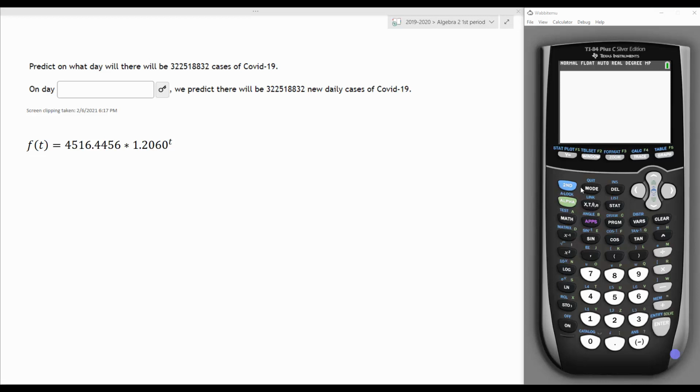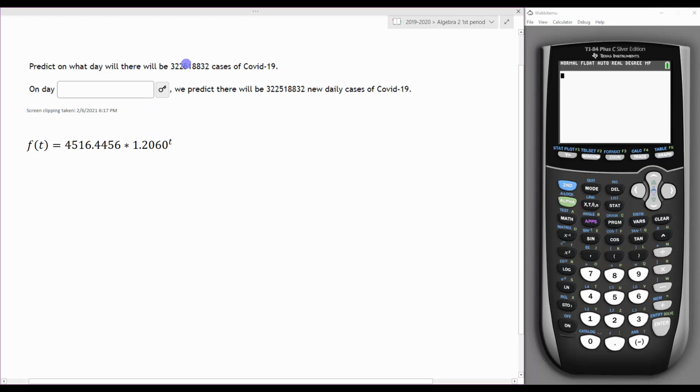All right, welcome back. In this video, I'm going to show you how to essentially go the other direction. In the last video, I showed you how to predict the number of cases on a given day. In this problem, we're given the number of cases and we want to figure out what day this particular number of cases is going to happen on. This might be a typical exercise, like if you wanted to predict when we're going to hit 100 million cases or 200 million cases, you could use your equation to help you with that prediction.